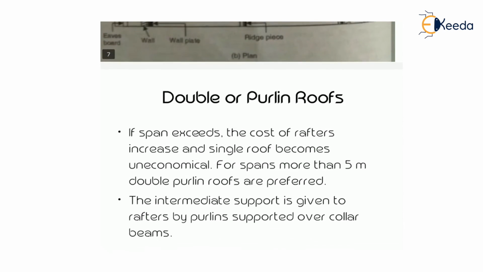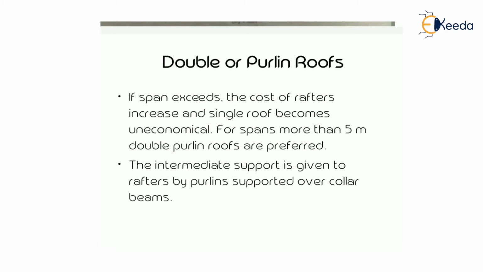Okay, then the second type of pitched roof truss is the double or purlin roof. If the span exceeds, the cost of the rafter increases and a single roof becomes uneconomical.